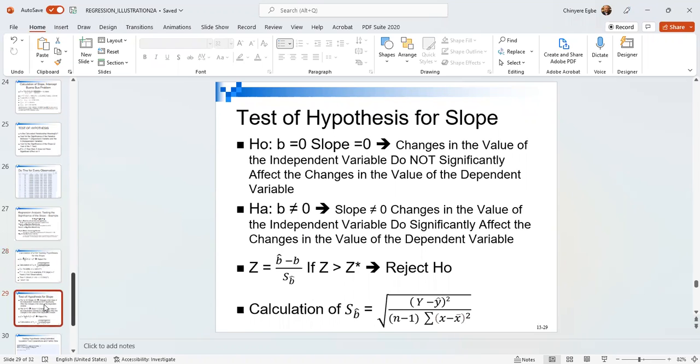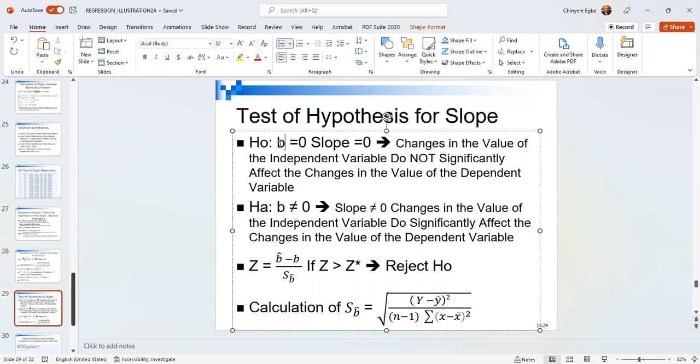All right. So like I said, this is the hypothesis test. The null hypothesis is that b is equal to 0. The actual b is equal to 0. And so the slope is 0, and changes in the value of the independent variable do not significantly affect changes in the value of the dependent variable. The alternate hypothesis is that b is not 0, which means we're saying that there is a significant relationship between the dependent and the independent variable.